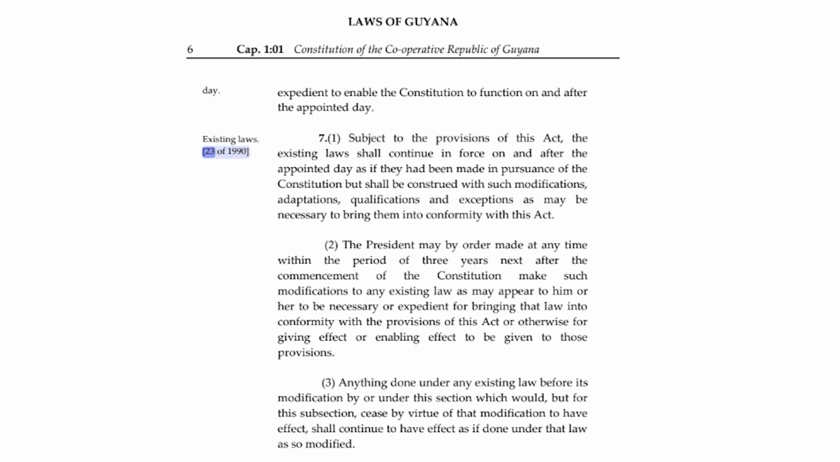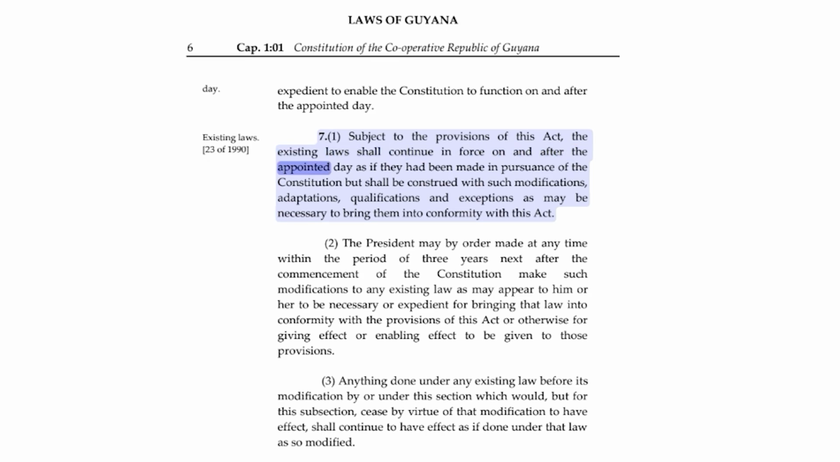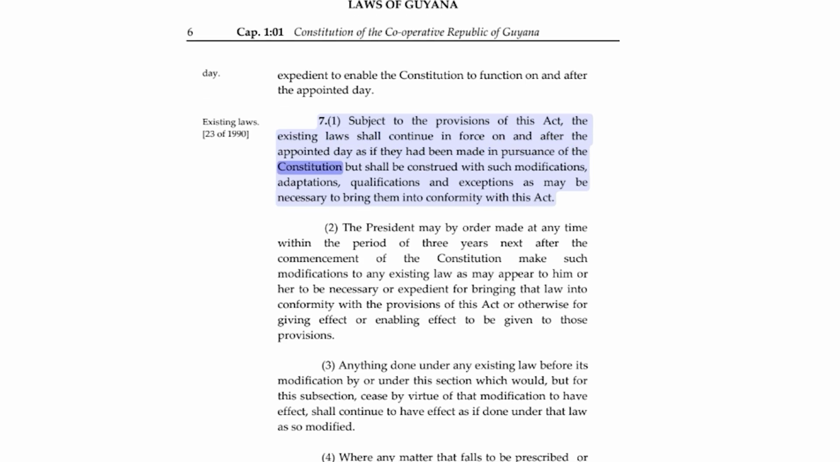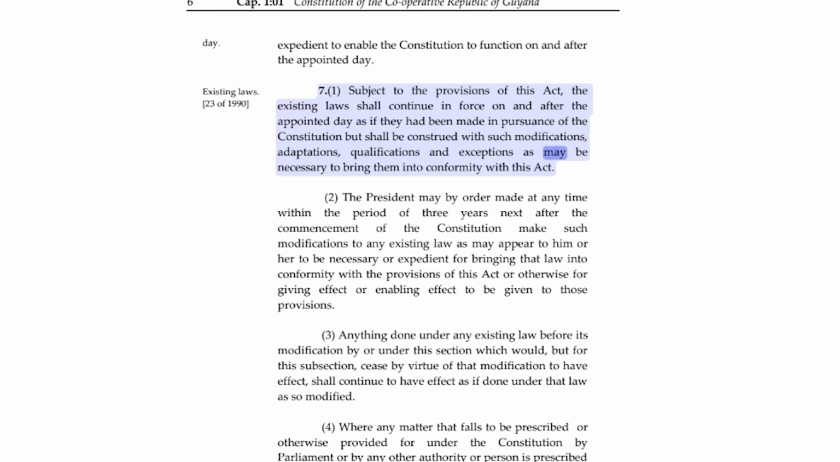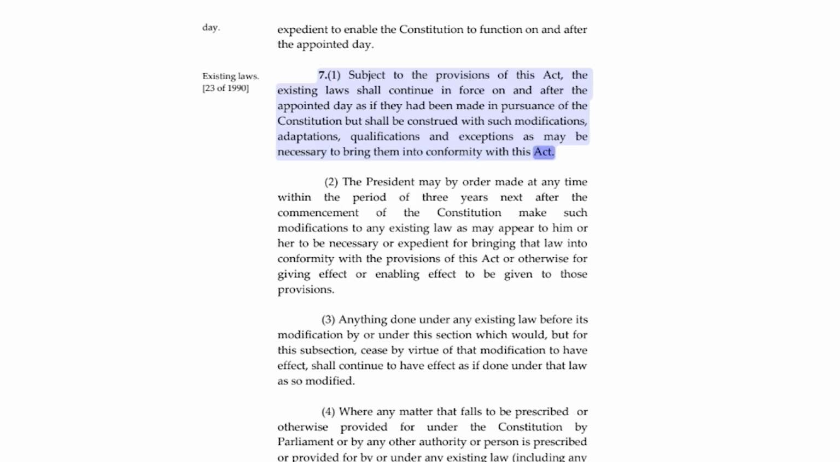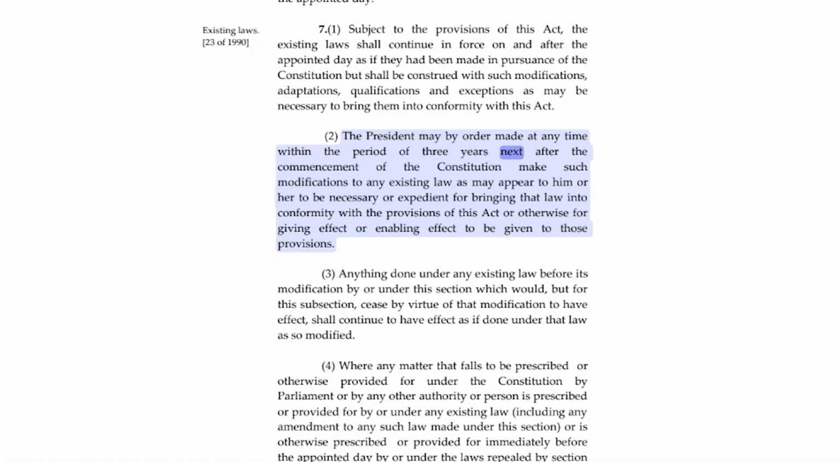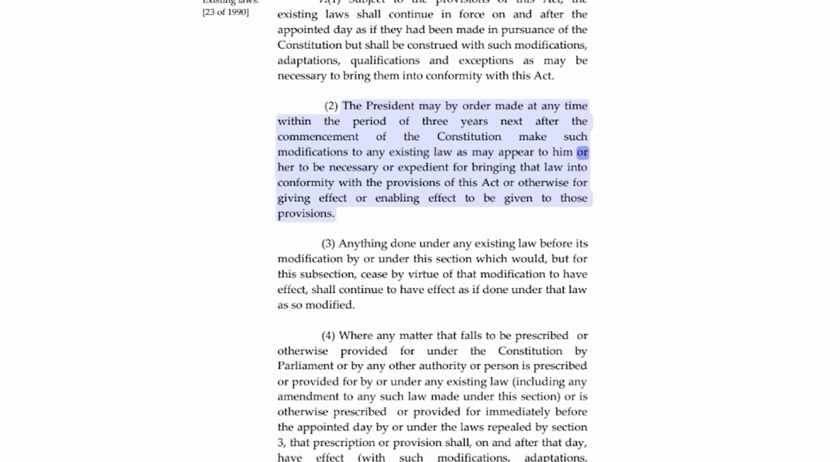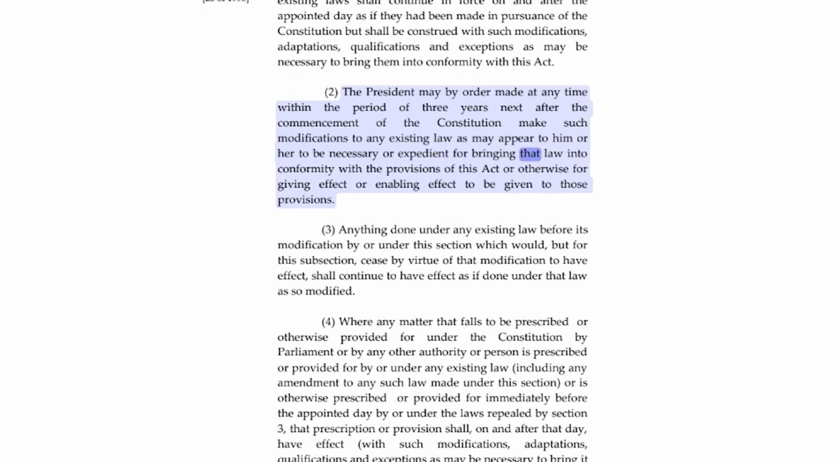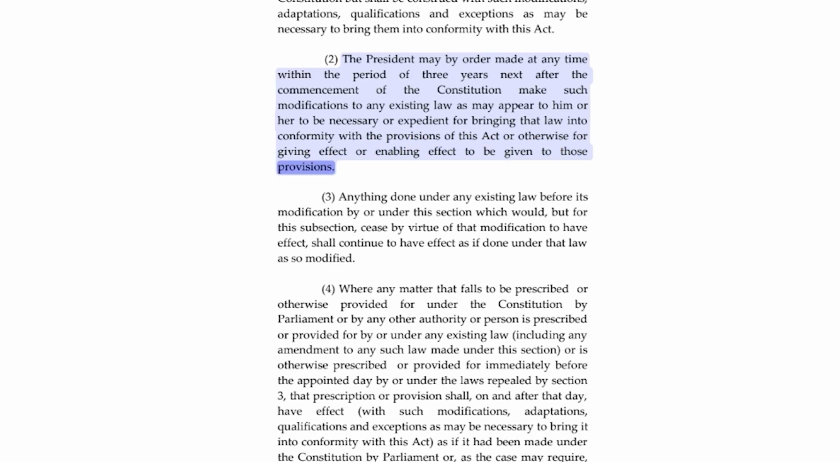Existing laws. 7. (1) Subject to the provisions of this Act, the existing laws shall continue in force on and after the appointed day, as if they had been made in pursuance of the Constitution, but shall be construed with such modifications, adaptations, qualifications, and exceptions as may be necessary to bring them into conformity with this Act. (2) The President may, by order made at any time within the period of 3 years next after the commencement of the Constitution, make such modifications to any existing law as may appear to him or her to be necessary or expedient for bringing that law into conformity with the provisions of this Act, or otherwise for giving effect or enabling effect to be given to those provisions.